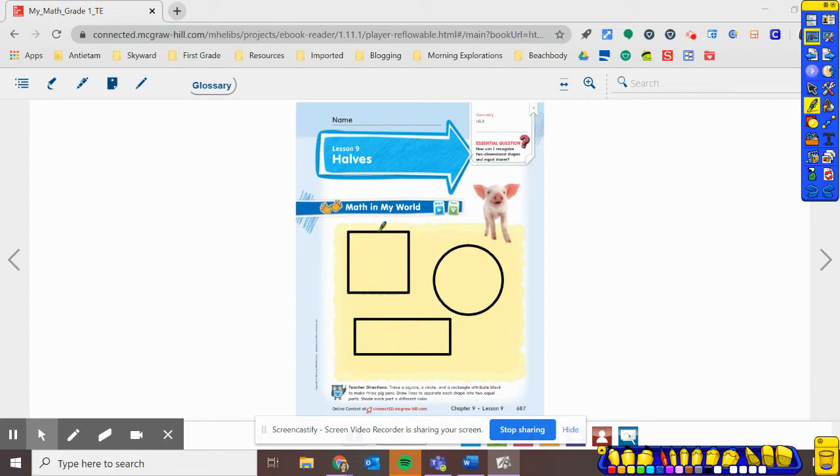So let's see. For this square, I'm going to draw a line straight from the top in the middle, straight down to the bottom the best I can. I want you to do the same, please. Break that square into halves. Means I have two equal parts.